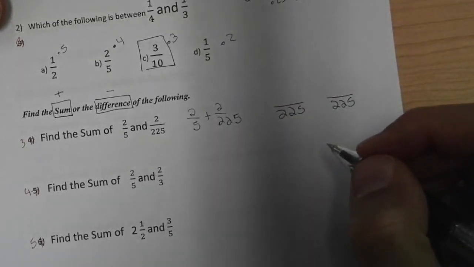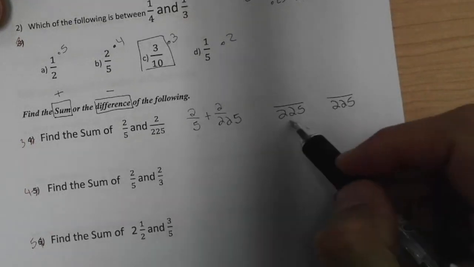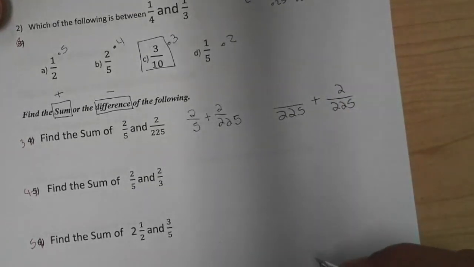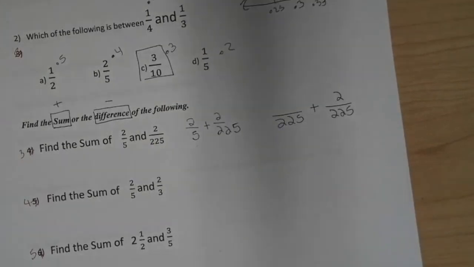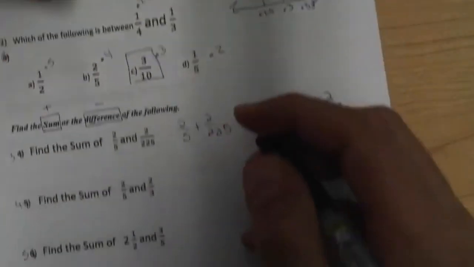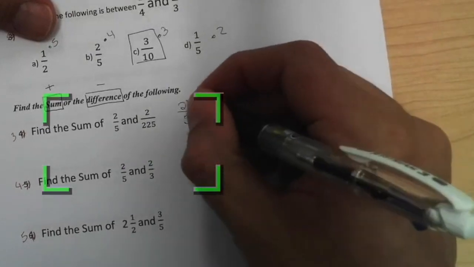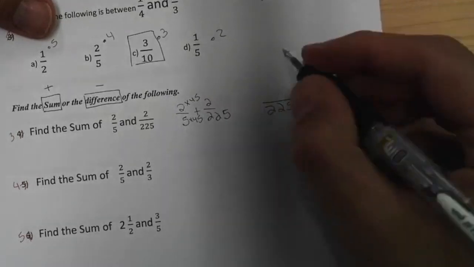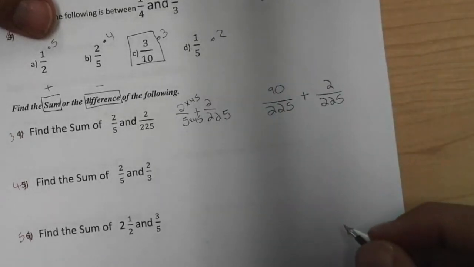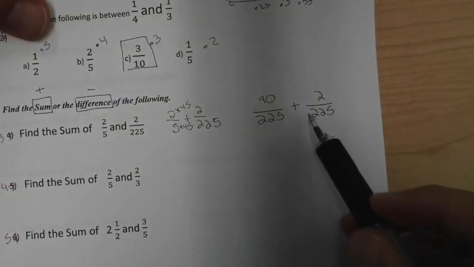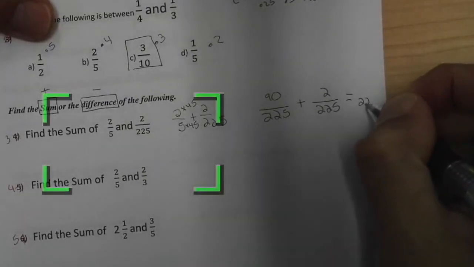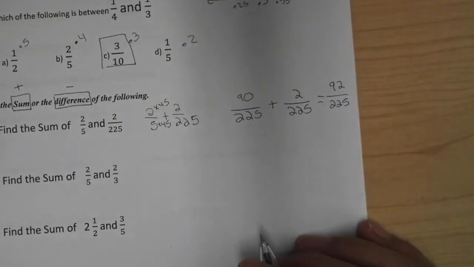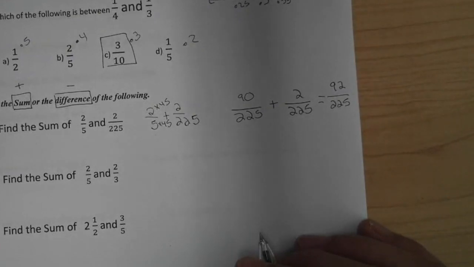Now, what number do I multiply 5 by to get to 225? This is going to stay the same here. So 5 times 45 equals 225. So whatever you do to the bottom, you do to the top, you get 90 over 225. Now I have to keep the denominators the same. I get 225. 90 plus 2 is 92. So I end up with 92 over 225. And I cannot simplify that.